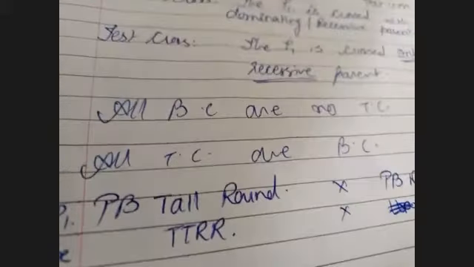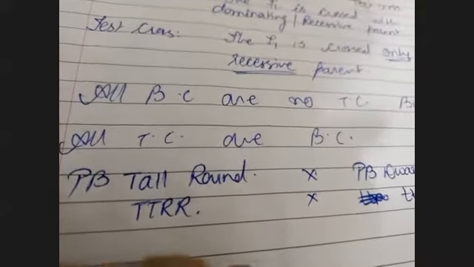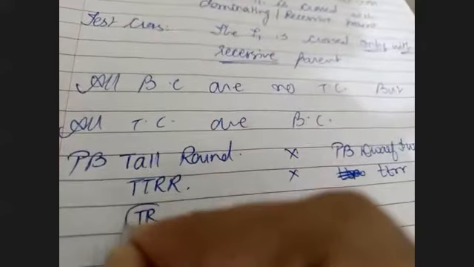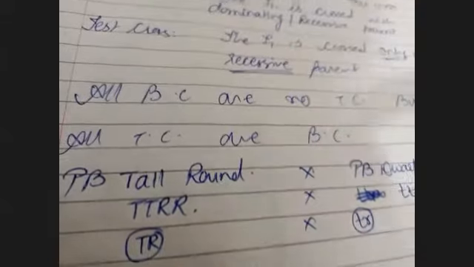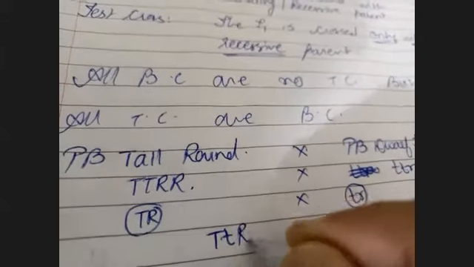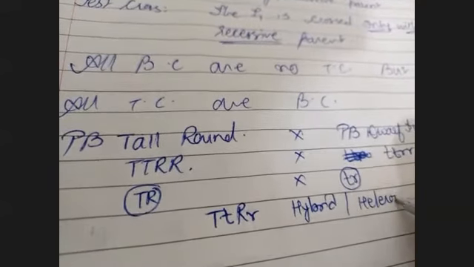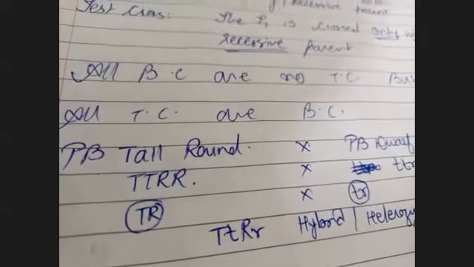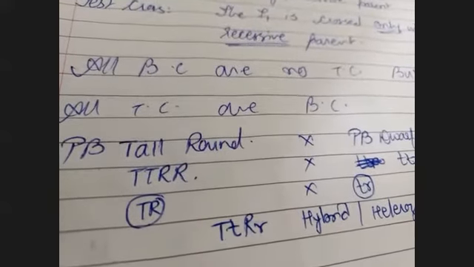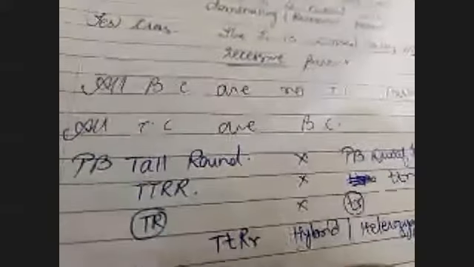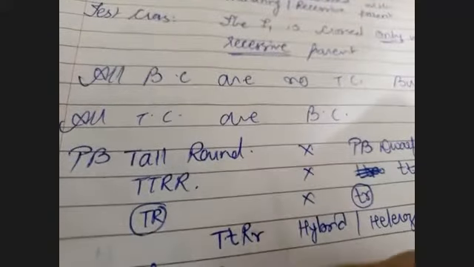I was writing W instead of small r here. Next is gamete: capital T capital R crossed with small t small r. F1 is capital T small t, capital R small r, hybrid and heterozygous, tall and round. Agreed? Now parent P2: F1 crossed with recessive parent.